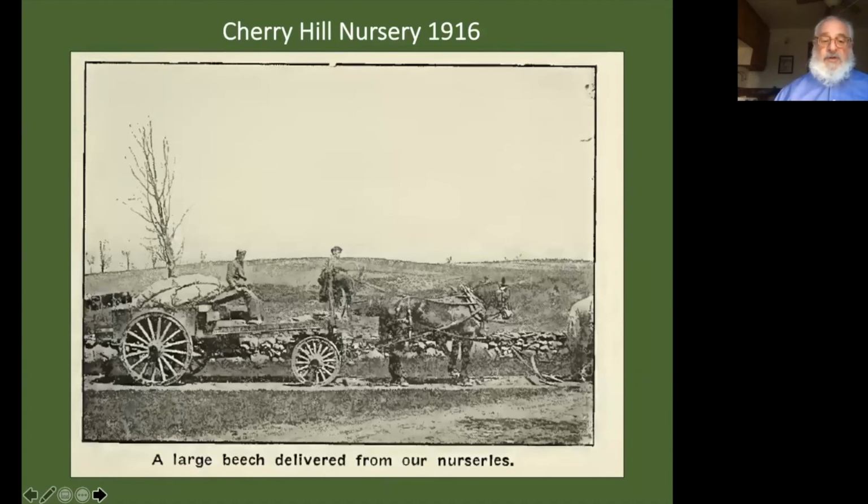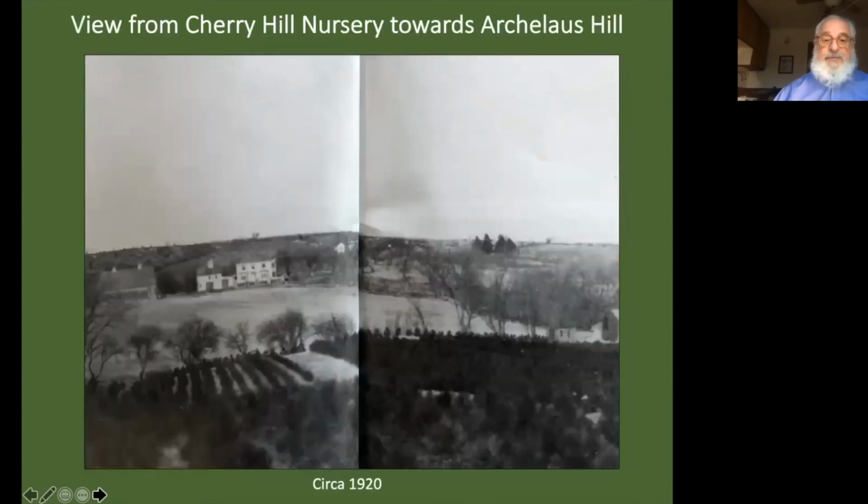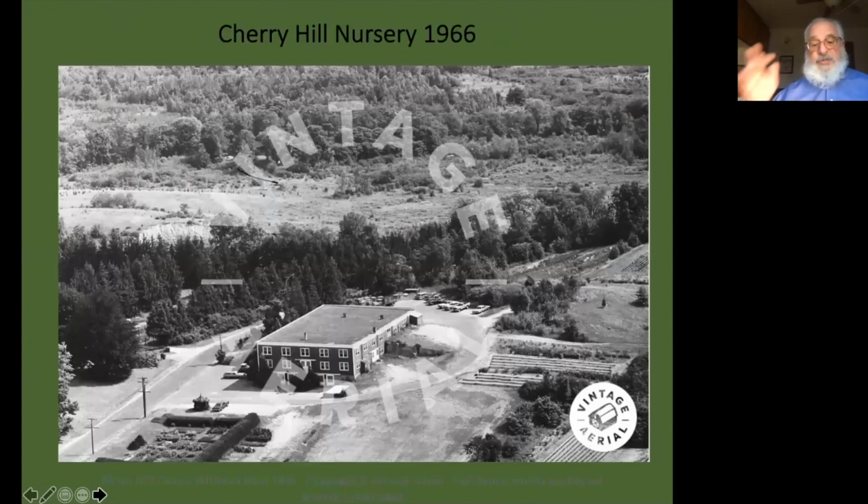Here's a picture of delivering a tree to be planted in 1916. Look at the landscape behind this picture. No trees in sight. And here's a view from Cherry Hill Nursery. Sorry about the line in the middle, it could not be avoided. But here's a picture of what Cherry Hill Nursery looked like around 1920. And you can see a lot of tree planting in the foreground. And then here's what the Cherry Hill Nursery looked like in 1966.